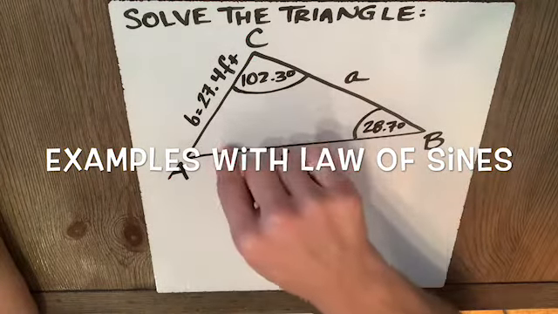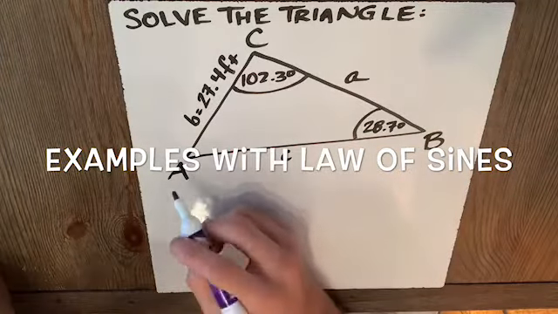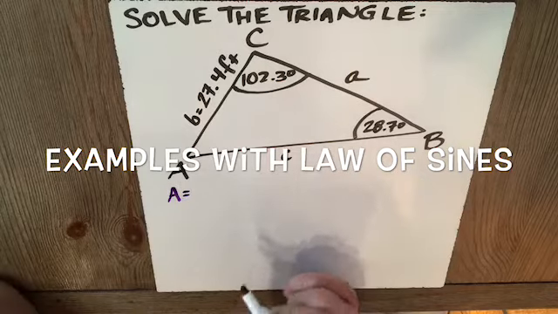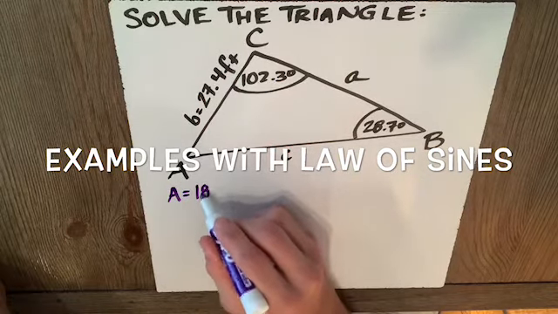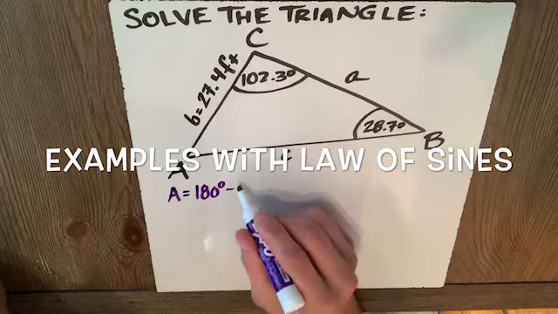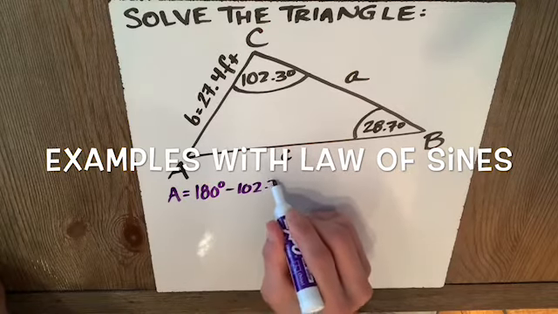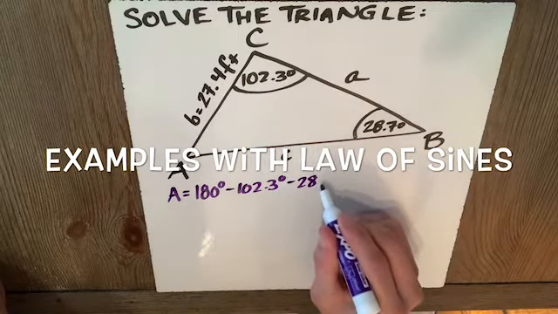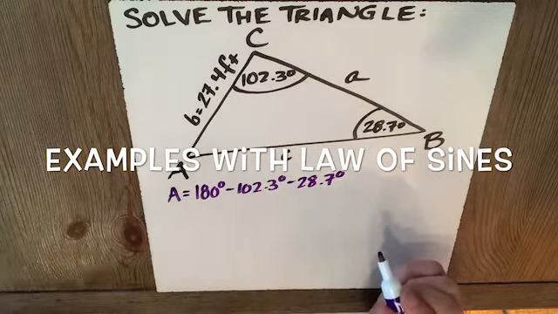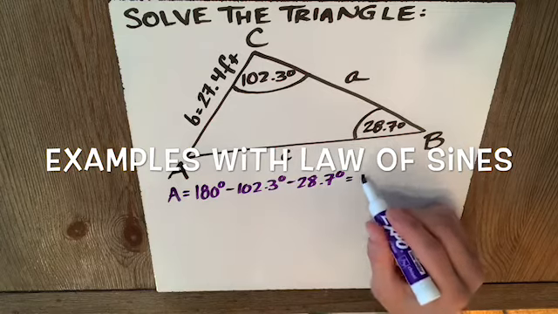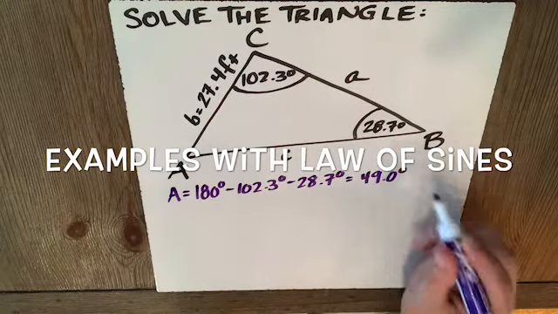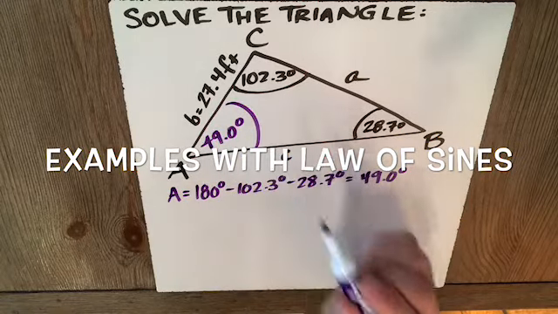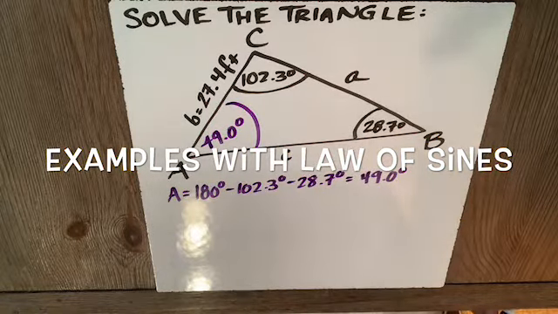You know what? I can figure out what angle A is by saying, I know that the interior angles of the triangle sum up to 180 degrees. So if I have 180 degrees to play with, and I subtract 102.3 degrees from angle C, and then from that I subtract 28.7 degrees from angle B, I'm left with 49.0 degrees. So 49.0 degrees is something I can count on now. I think I've got that right, by the way.